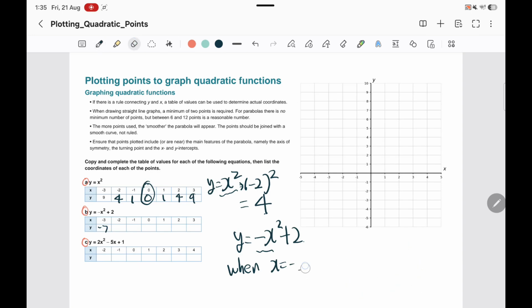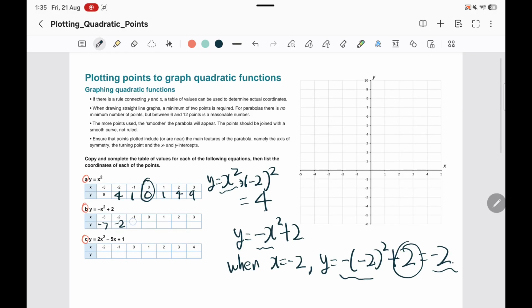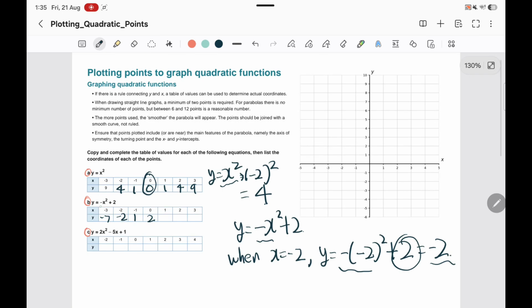What about the next one? When x equals -2, then -2 squared plus 2 gives -4 plus 2, which is -2. And then for -1, it's -1 plus 2, which is 1. Yeah, so I'm going to plot these points.